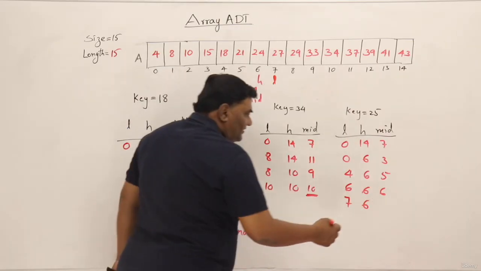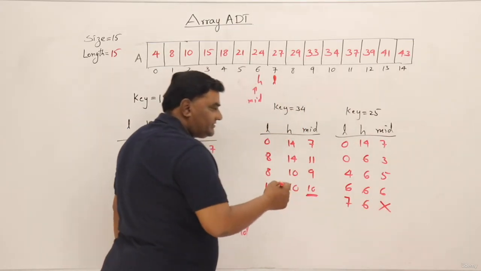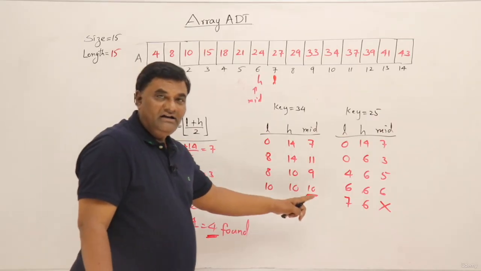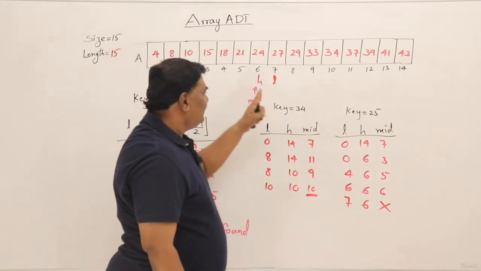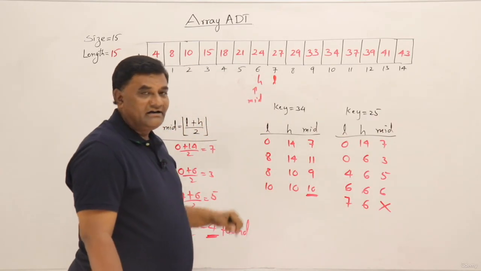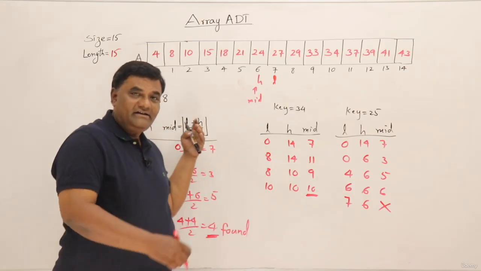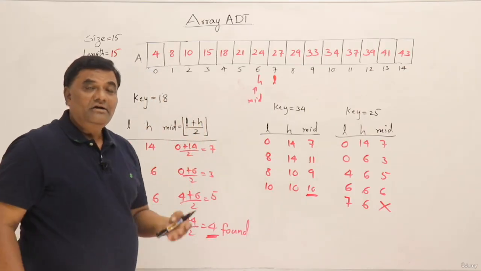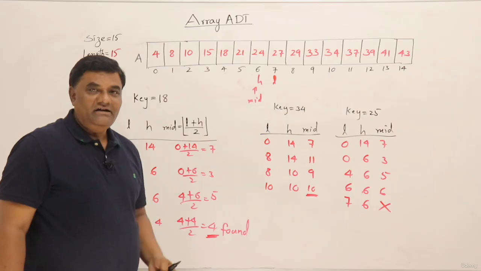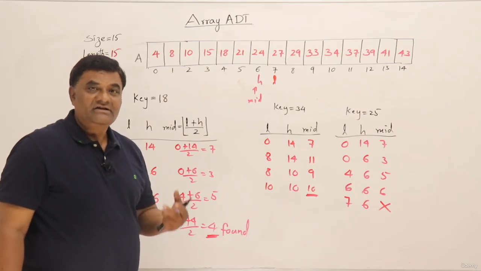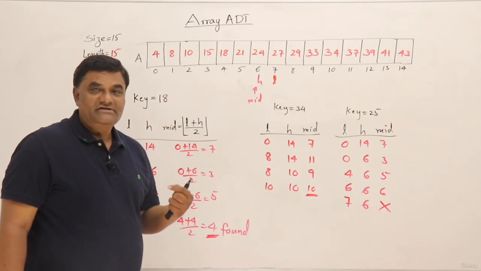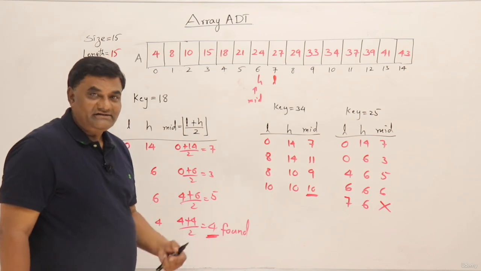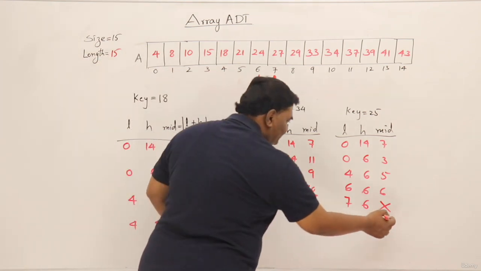Now we will stop. We will not find mid now, we will stop. Reason, low has become greater than high. Low should be on the left hand side and high should be on the right hand side. But low became greater than high. So it means the element is not there in the list. So search is unsuccessful.